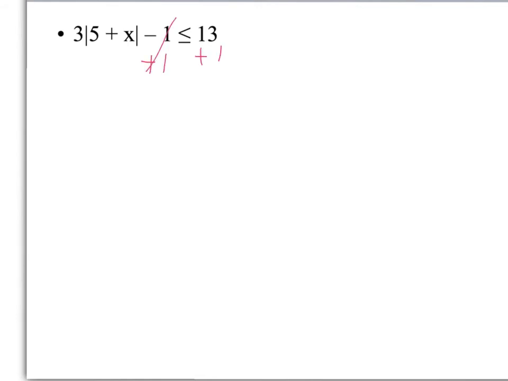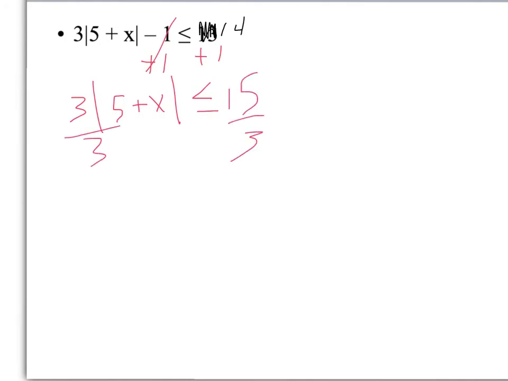Okay, well, let's see. You know what, actually I'm going to change the number on this. This is no longer 13. I'm going to make that 14. That way it'll at least come out to be a normal number. So 14 plus 1 is 15, is less than or equal to 15. And now divide both sides by 3. And I get the absolute value of 5 plus x is less than or equal to 5.